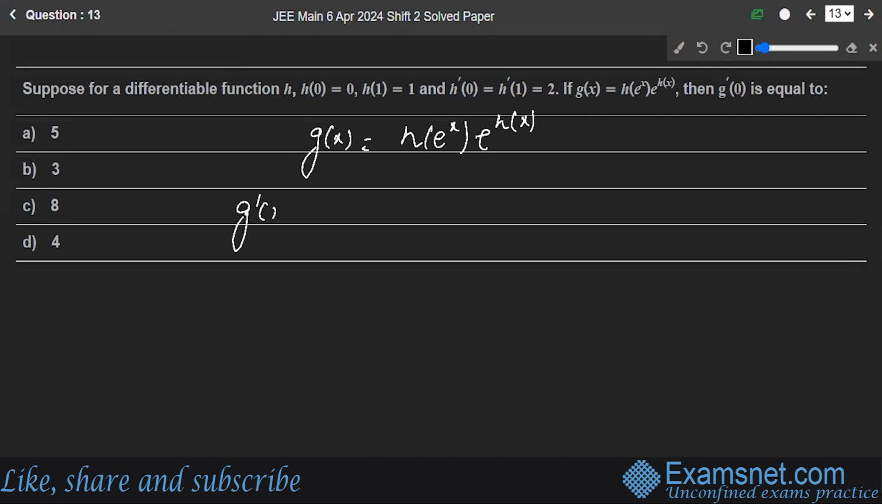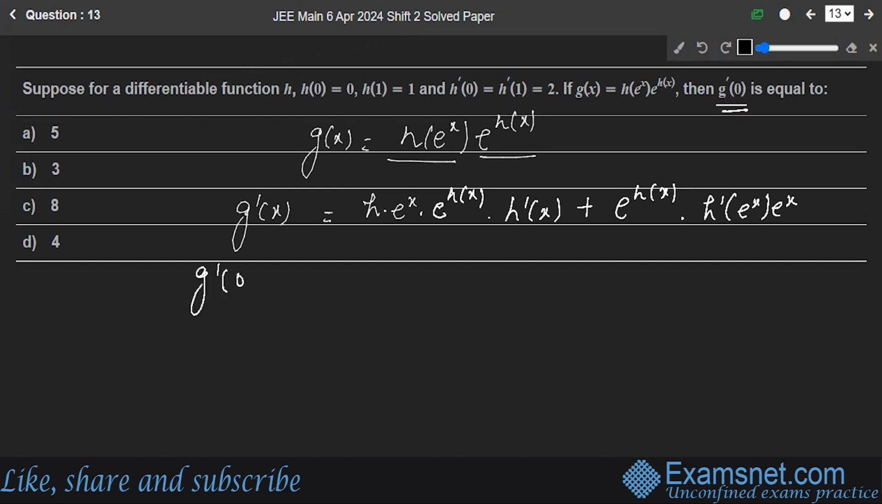Let's differentiate both the sides. So here you will have, this is the first function, this is the second function. So first function into derivative of second, into h dash x, plus second function into derivative of the first. You have to find out g dash of 0. So pretty easy question.